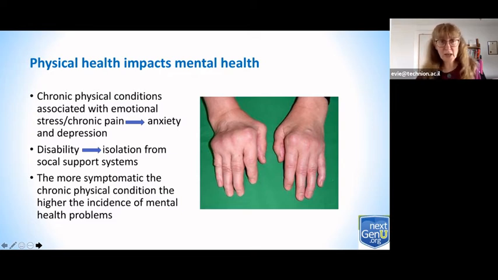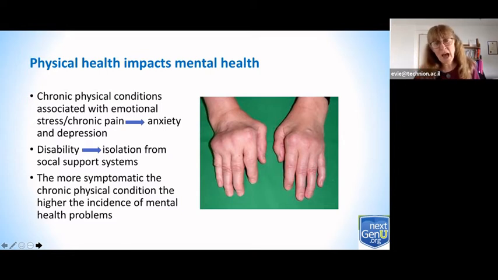But we must look the other way around, because physical health really impacts our mental health as well. Chronic physical conditions that can be associated with chronic pain and stress can certainly lead to anxiety and depression. In the picture here, this is somebody with severe rheumatoid arthritis in their hands. You can see not only can this possibly be very painful, but it very much affects their function, and it leads to a degree of disability.